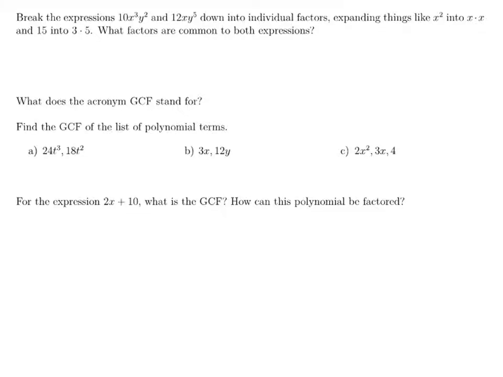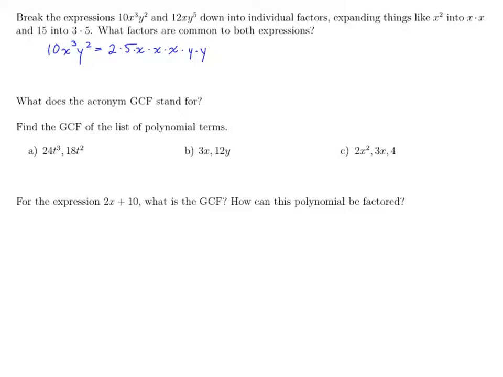So if we break down 10x cubed y squared, as we're directed to do, we're really looking for these prime factors. 10 can be broken down into 2 times 5, so I'll write 10x cubed y squared equals 2 times 5, and then I'm going to expand x cubed into x times x times x. This helps me visualize that x cubed is really representing the factor of x 3 times. Then on the end, y squared I'll represent with y times y. So I've written 10x cubed y squared equal to 2 times 5 times x times x times x times y times y. Again, the factor of x occurred 3 times, and the factor of y occurred 2 times.